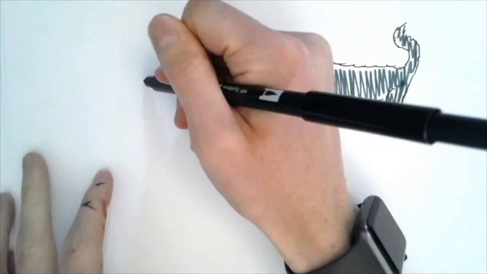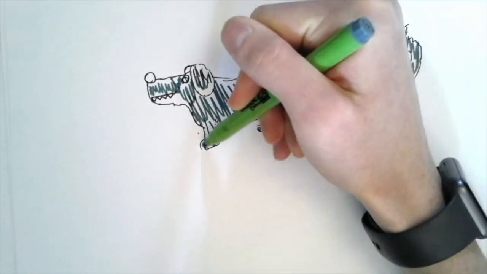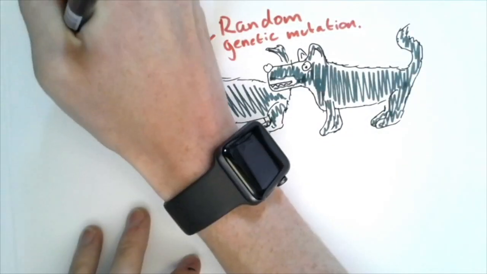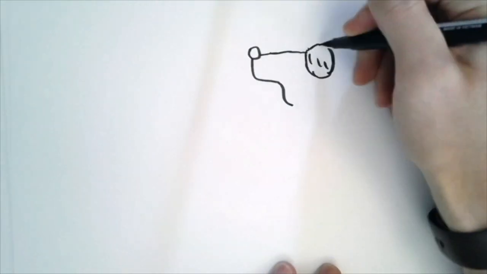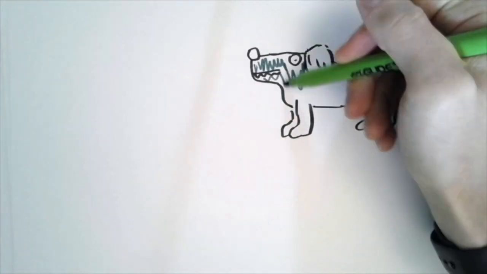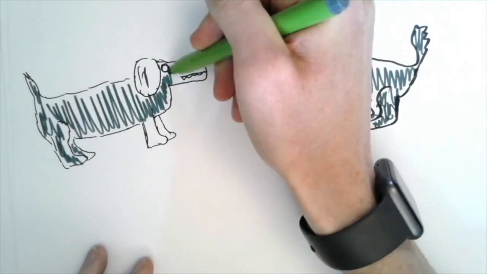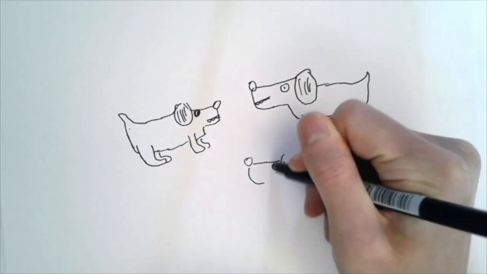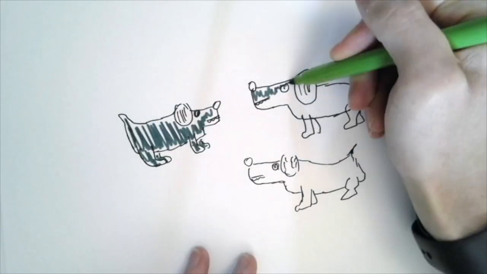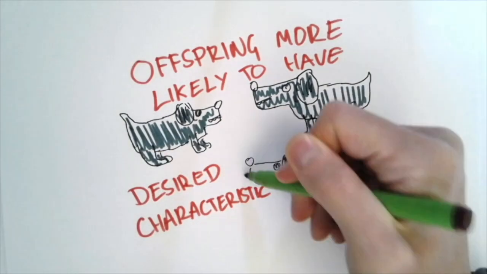And this works in a similar way to evolution, in that there was a random genetic mutation for something that we like, those nice floppy ears. And we chose that. We said it was desirable, and so we promoted it. We took an animal with that desirable characteristic. We found another version of that animal with the same desirable characteristic, and we bred them together. And because of the way genetics and inheritance works, that meant the offspring were much more likely to have that same desirable characteristic. So we got what we wanted.